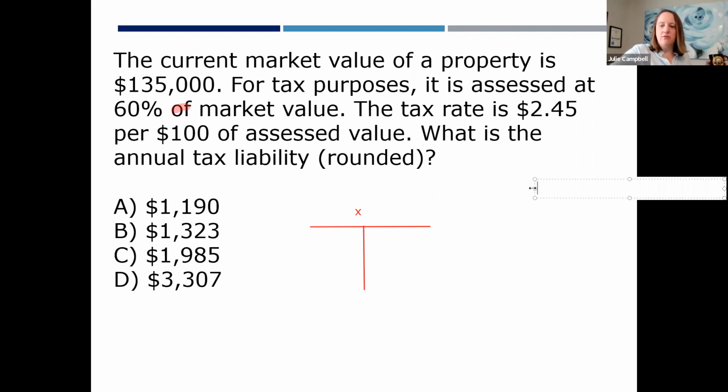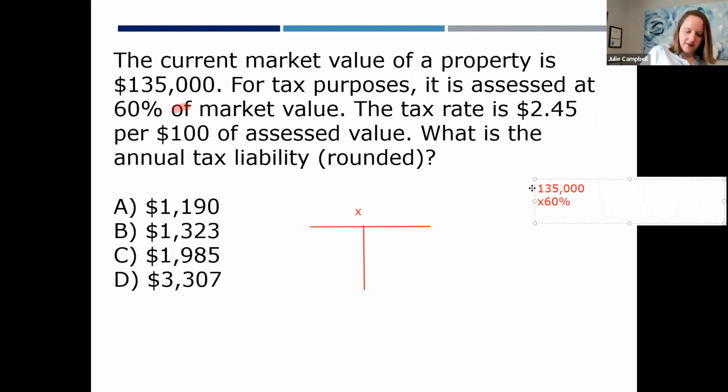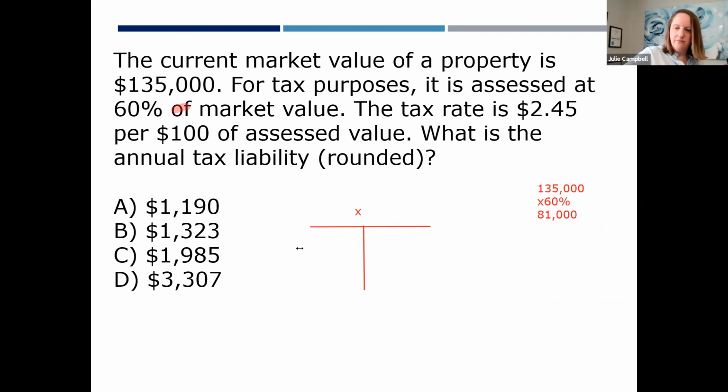We take our market value times 60%. So 135,000 times 60% gives me $81,000, and that's going to be our assessed value. Questions on how I got the $81,000? Then we got our tax rate, 2.45 per 100.